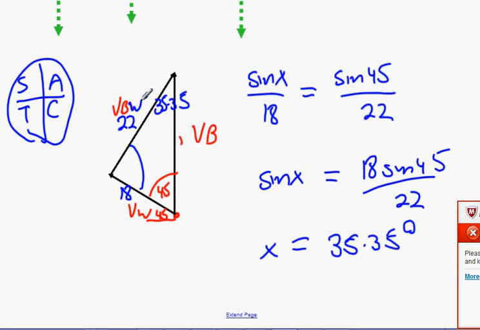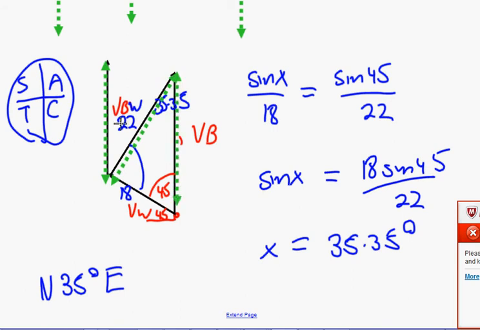90. Actually, we don't even need that, do we? Because it's an alternate angle, isn't it? So we can just say that the bird goes north 35 degrees east, because it's an alternate angle. Does everyone see the alternate angle? I'll just spell it out for people at home. Alternate angle 35 equals 35.